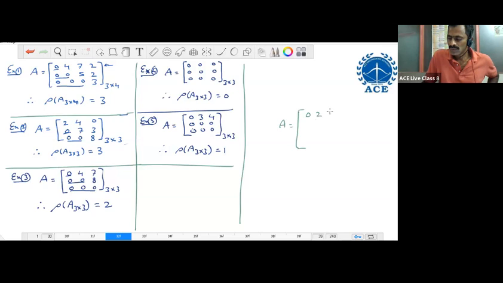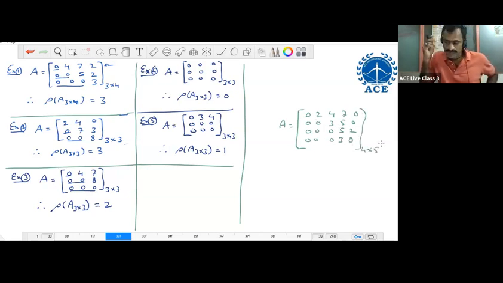Zero, 2, 4, 7, 0, 0, 0, 3, 5, 0, 0, 0, 0, 5, 2, 0, 0, 0, 3, 0. It is a 4 by 5 matrix, 4 rows, 5 columns. What is the rank of A? What is the rank of this matrix of order 4 by 5?